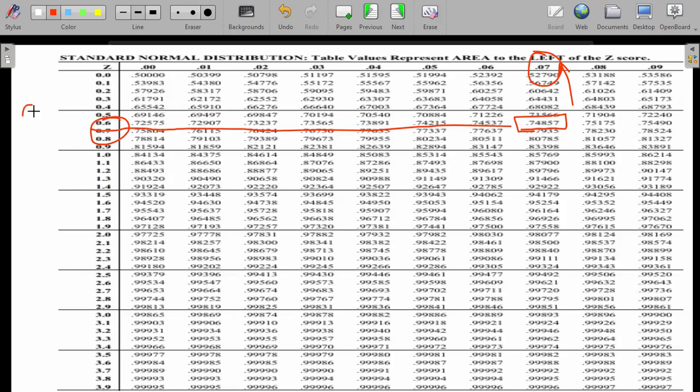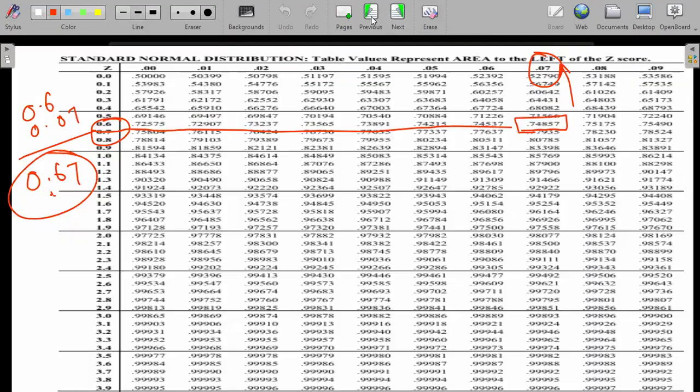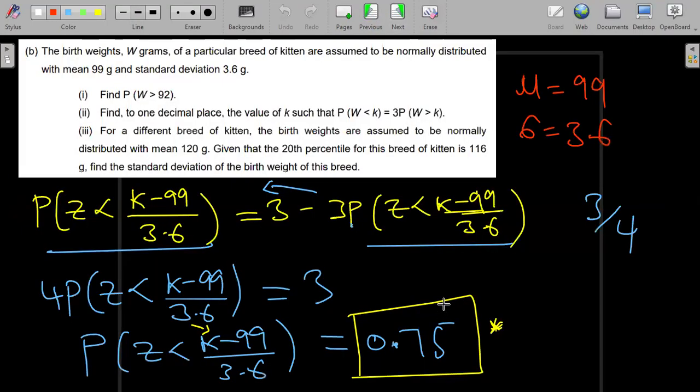So I add 0.6 plus 0.07. I'm going to get 0.67. Okay, so this is the z-score that I'm going to use here. For me to have this probability, the z-score here should be 0.67. So I'm going to equate this to this, for the value of what? K.